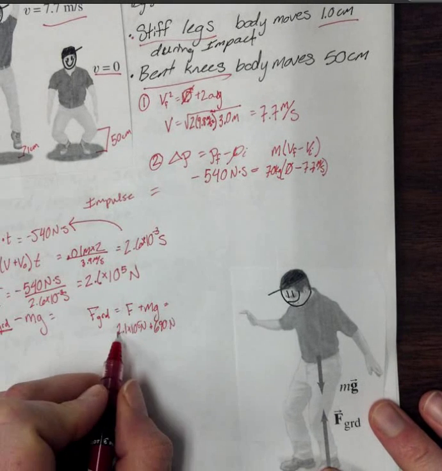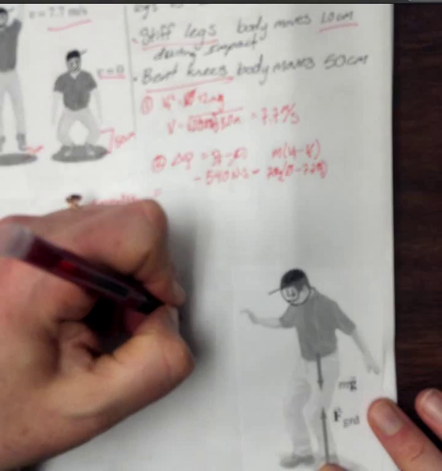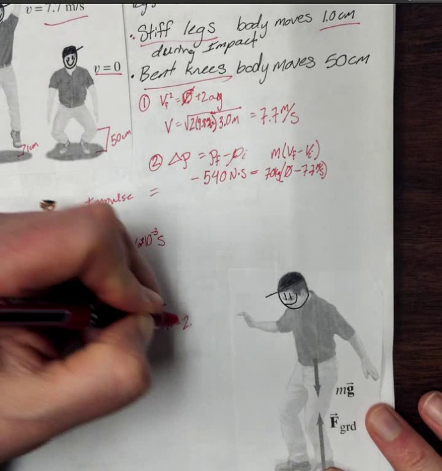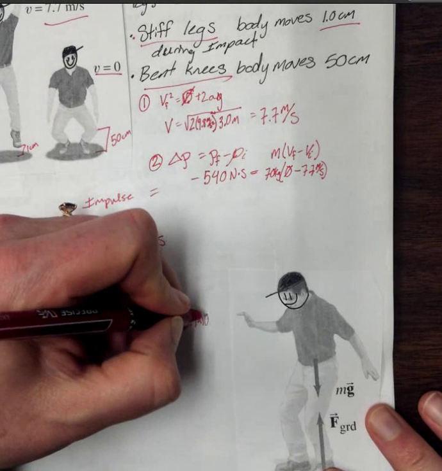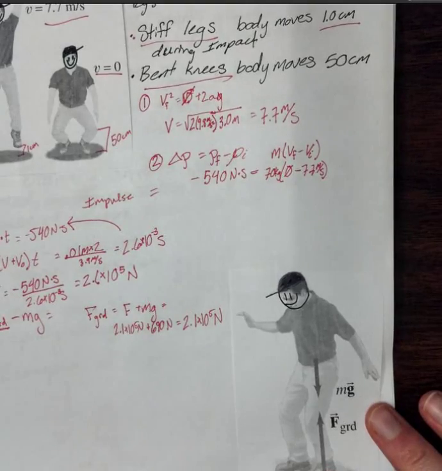You're going to notice 2.1 times 10 to the fifth is hundreds of thousands, and this is just a couple hundred, so you actually still get 2.1 times 10 to the fifth newtons as the force that Benny experienced when he landed straight-legged. So that's the force of the ground on his legs when that occurred.